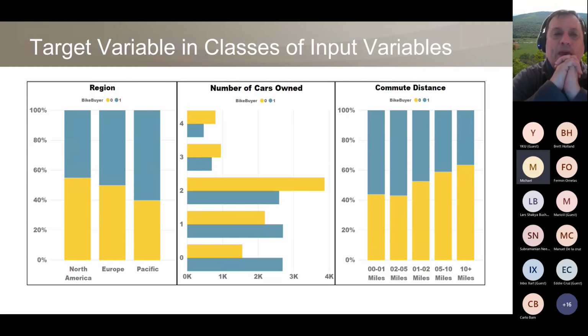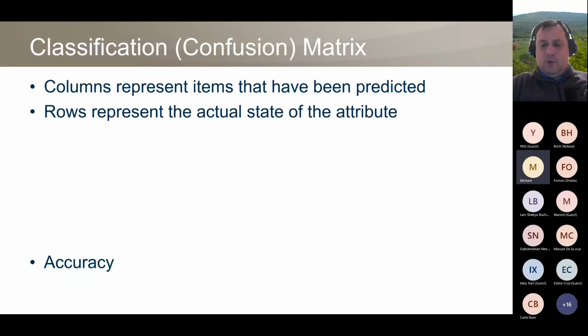What we are doing is calculating target variable distribution in classes of input variables. So we have, for example, region: North America, Europe, Pacific, and the gray-blue is buyers. We have more buyers in the Pacific region. Yellow is non-buyers. And for example, for number of cars owned, we see that with 0 and 1 car, we have more buyers than non-buyers. With 2 and more cars, we have more non-buyers than buyers. And so on. So this is what we are doing.